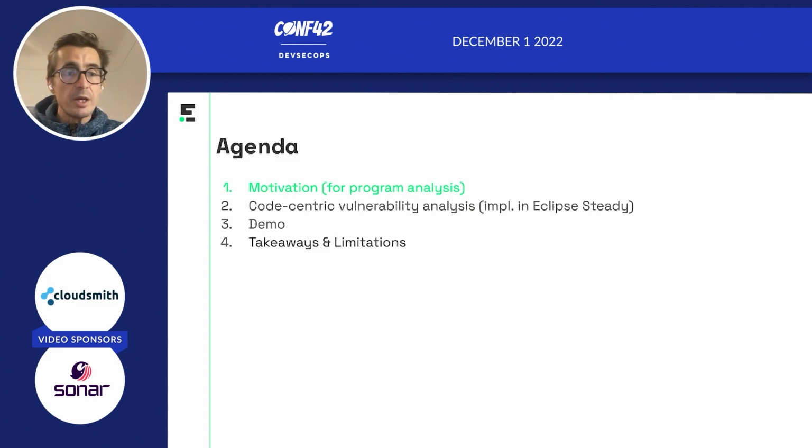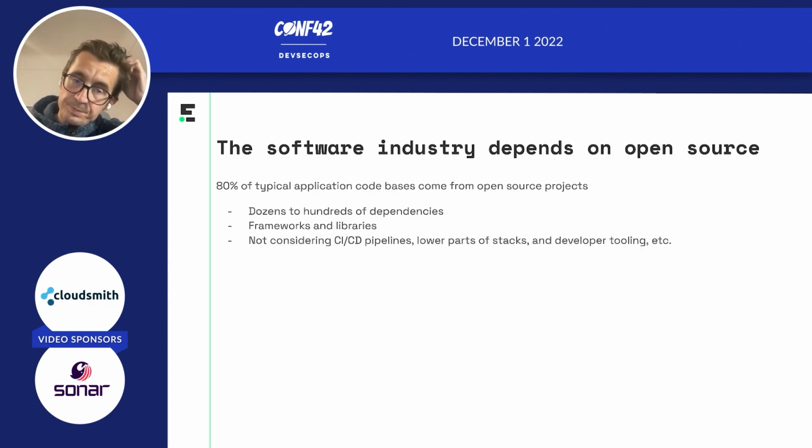This is how the agenda looks like. I will start with a quick motivation for program analysis. I will explain how EclipseSteady works. I will demo the solution, and then I will finish with a couple of takeaways and limitations.